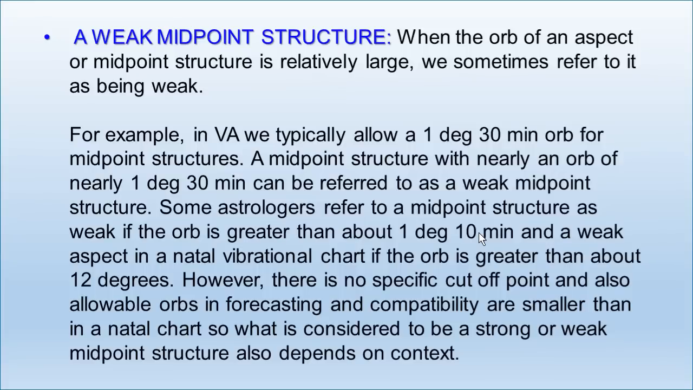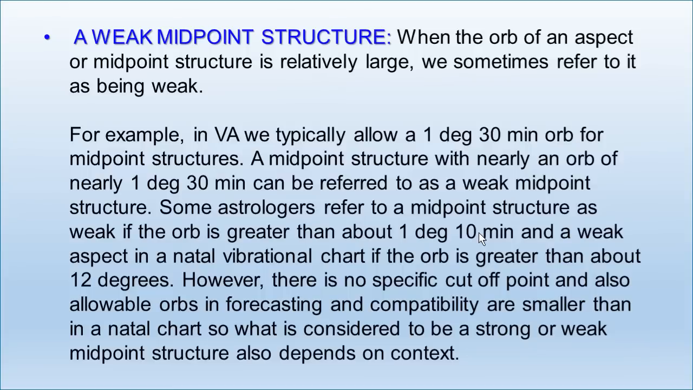Now, a weak aspect or a weak midpoint structure. What does it mean when we say weak? Interestingly, even though strong tends to be ambiguous, weak is less ambiguous than strong. When you say a midpoint structure is weak, it means it has a large orb, and there's nothing else going on to strengthen it, to highlight it.